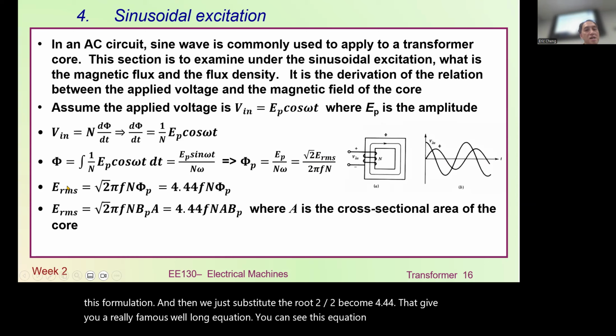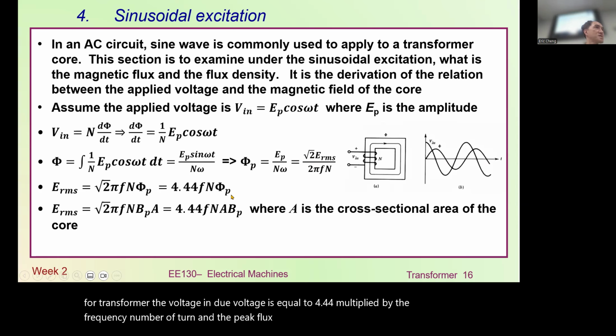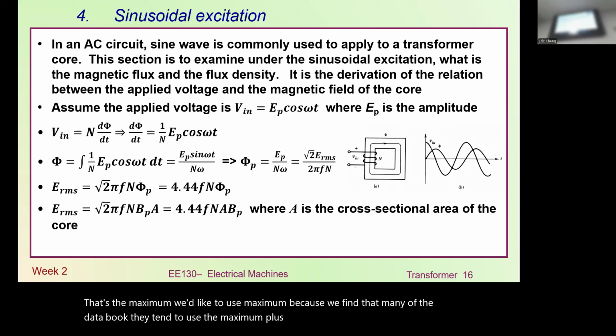So that's to say, for a transformer, the induced voltage is equal to 4.44 multiplied by the frequency, number of turns, and the peak flux value, the maximum flux. We like to use maximum because we find that many of the data books tend to use the maximum flux value to calculate the core loss, the maximum possible flux. So again, a really famous equation to remember.